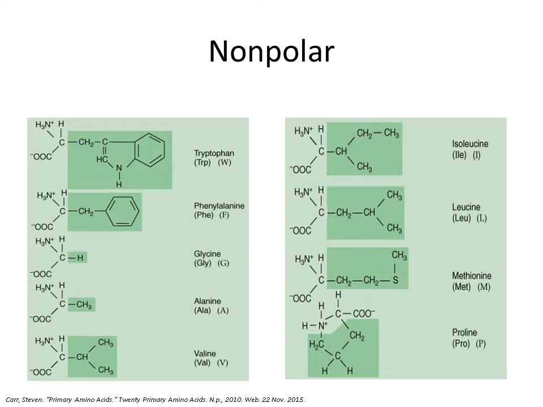First up, we have our non-polar side chains. They consist of tryptophan, phenylalanine, lysine, alanine, valine, isoleucine, leucine, methionine, and proline. Proline creates a unique structure as it binds to the backbone of the amino acid, creating a ring.